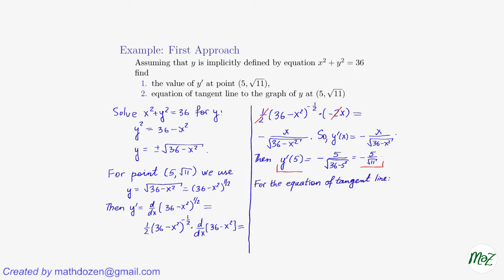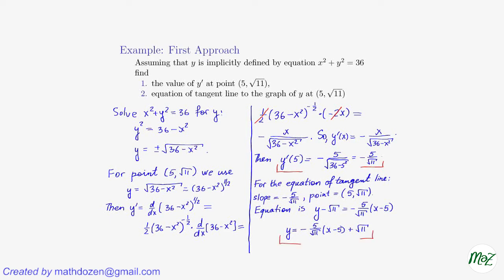Then for the equation of the tangent line, we pretty much know everything we need, because the slope of the tangent line is exactly the value of the derivative, negative 5 over square root of 11. The point is given, 5 comma square root of 11. So for the equation we can use the point slope equation, and that's y minus square root of 11 is equal to negative 5 over square root of 11 times x minus 5. And we can easily solve this for y and get the final answer.